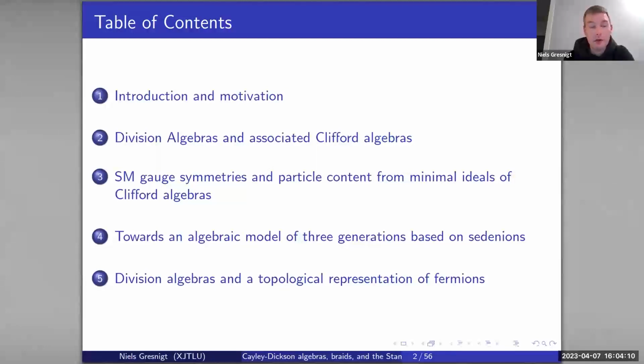And then later on, I want to talk about two ideas that I've been working on myself. One is related to the algebra of sedenions, and another one is trying to relate the division algebras to a certain topological representation of fermions in terms of braids. Now, these two ideas that I've been working on are far from complete, so it's very much still work in progress. So I really hope to have some comments and some questions at the end, hoping to stimulate some interesting discussion.